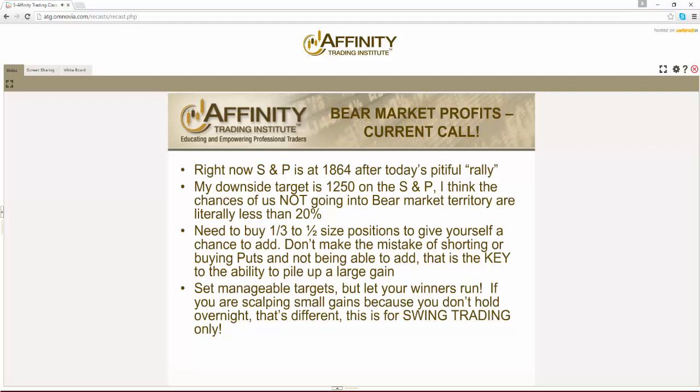You need to buy 1/3 to 1/2 size positions to give yourself a chance to add. Don't make the mistake of shorting or buying puts and not being able to add. That is the key to the ability to pile up a large gain.